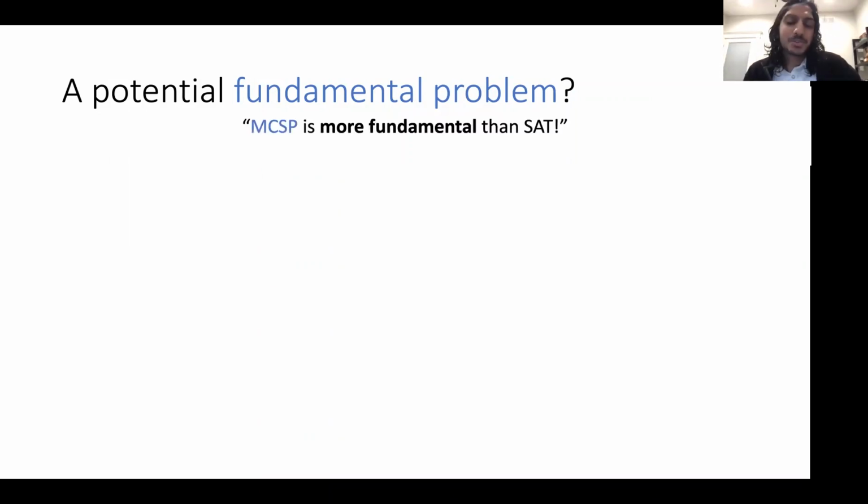So the following statement's really bold. MCSP, which is the minimum circuit size problem, and that I'll define on the next slide, is more fundamental than SAT. And this is a crazy statement to make, because everyone knows what SAT is, and I don't know how many people actually even know what MCSP is. So this is a really bold statement, and it's not at all proven yet. There's not good evidence for this yet. So what daring researcher would dare make such a blasphemous claim?